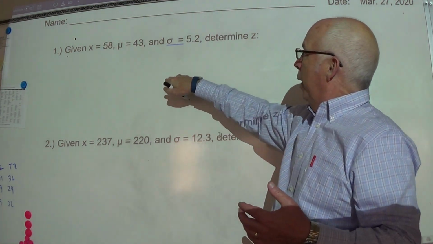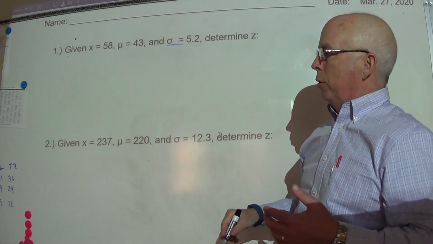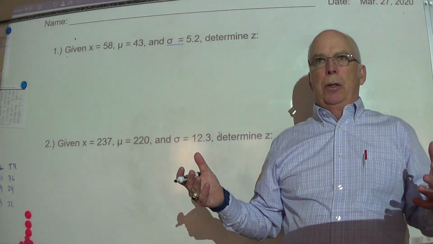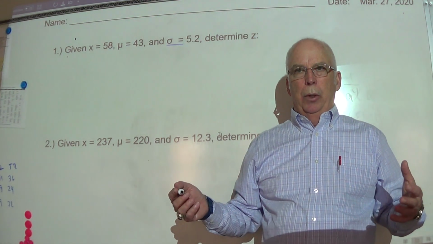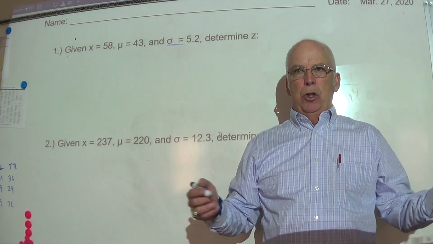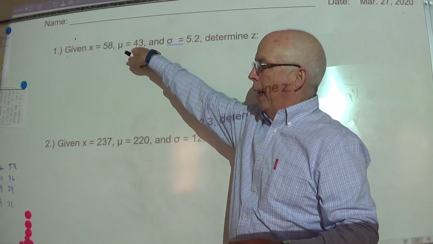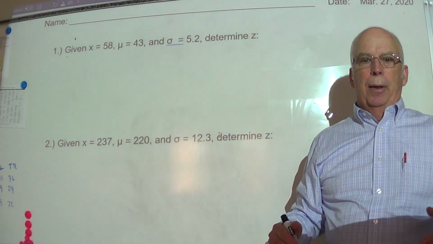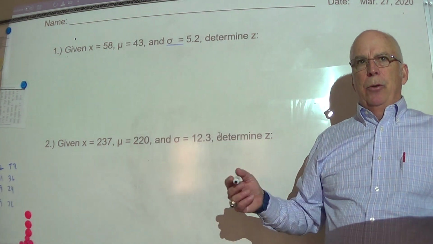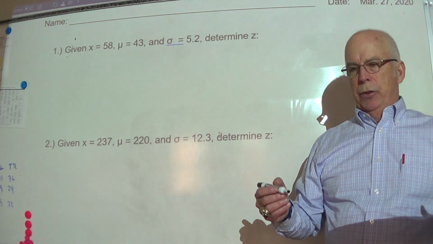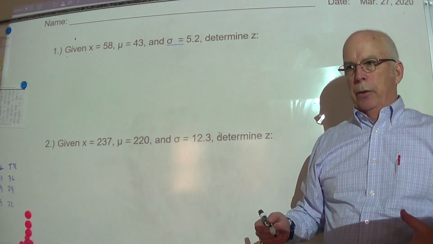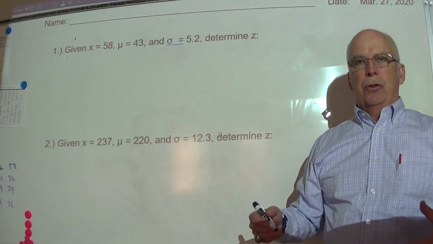So it says given x equals 58, so x is just a particular data value that has a mean of 43 and a standard deviation of 5.2, we're just going to calculate the z-score. And as you recall, the z-score is how many standard deviations you are away from that mean of 43, okay? I always like to draw a picture because I think that solidifies in my mind, or hopefully your mind, what you're being asked to solve.